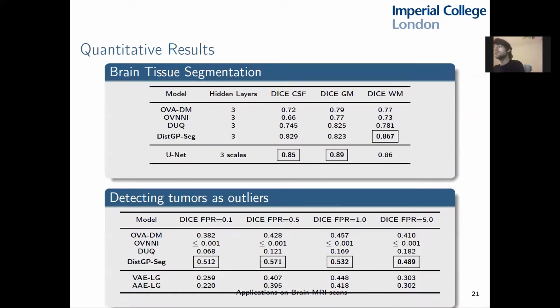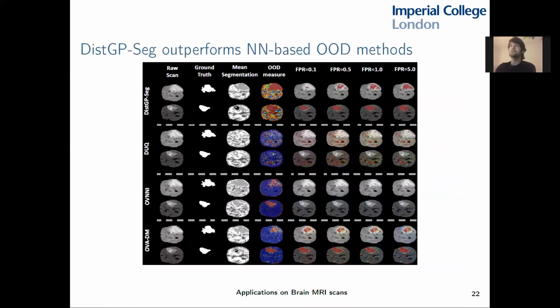So what are the results? In terms of brain tissue segmentation, our model is quite competitive with a standard UNet, which is quite impressive as the UNet has many more layers and a larger field of view for each voxel, alongside a significantly higher number of parameters. This is essentially a testimony to the non-parametric representation capacity of those distributional GP layers. So in terms of outlier detection, our method is able to outperform all the other baselines by quite a bit.